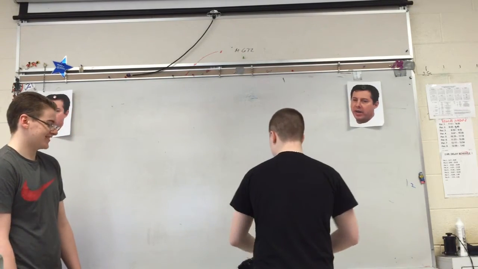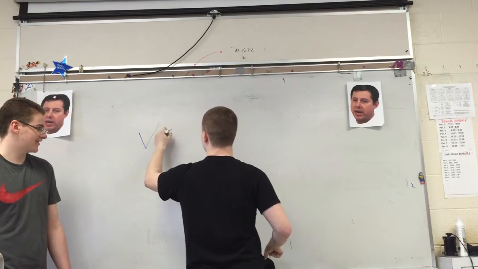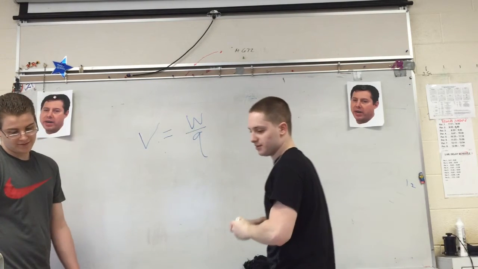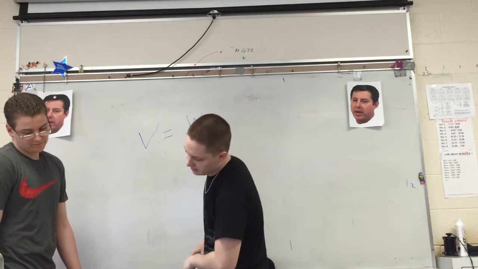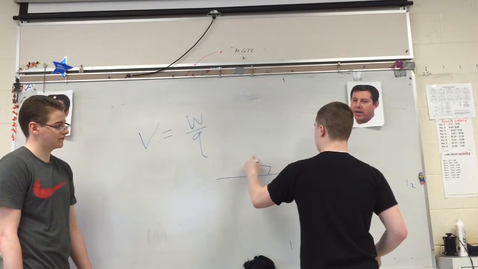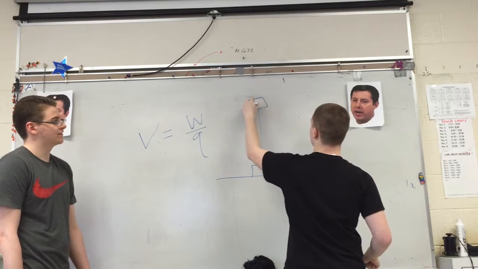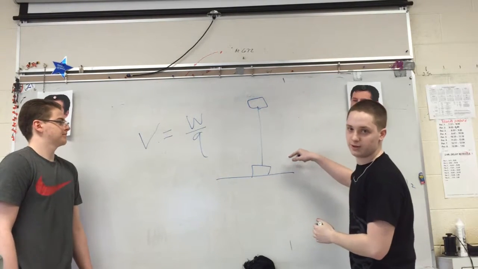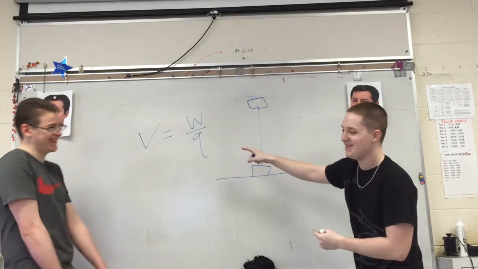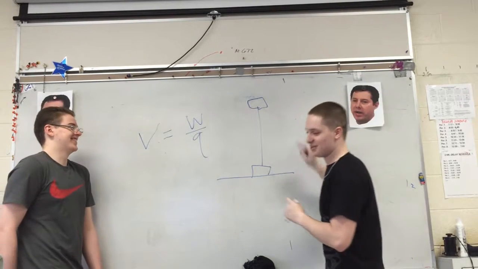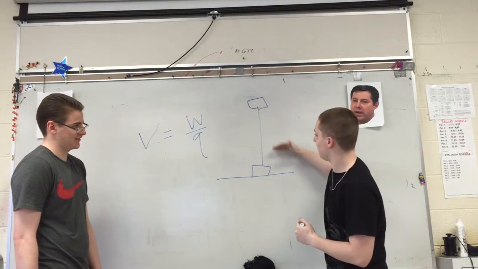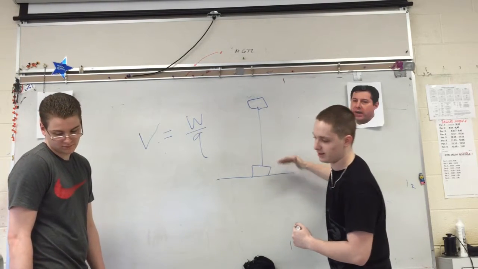Voltage can be shown in the equation V equals work over charge. It's almost like the gravitational potential, where if you have ground and you're trying to lift something up, it requires work to lift the box, but there's charges involved, so that's how you get volts. And the higher you lift that box, the more potential energy it's going to have.